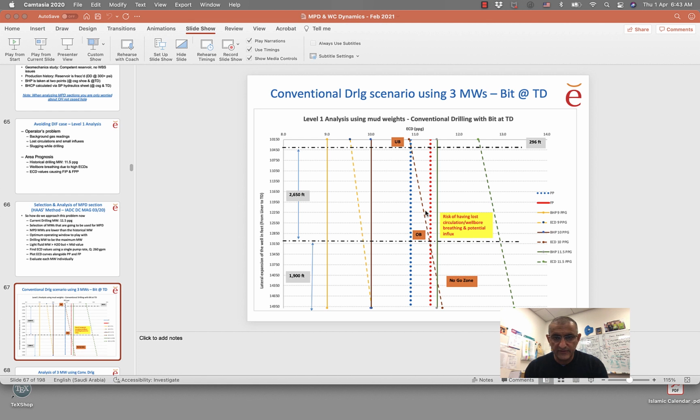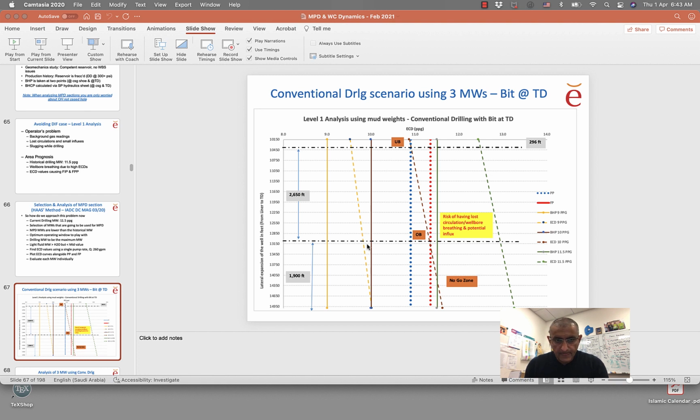Now if you notice this here, there are a bunch of lines, which I don't want to make confusing, but notice that the diagonal lines are showing the BHCP profiles on two different mud weights. This is the traditional drilling mud weight, and anything on the right hand side of this red dotted line will have a risk of lost circulation.